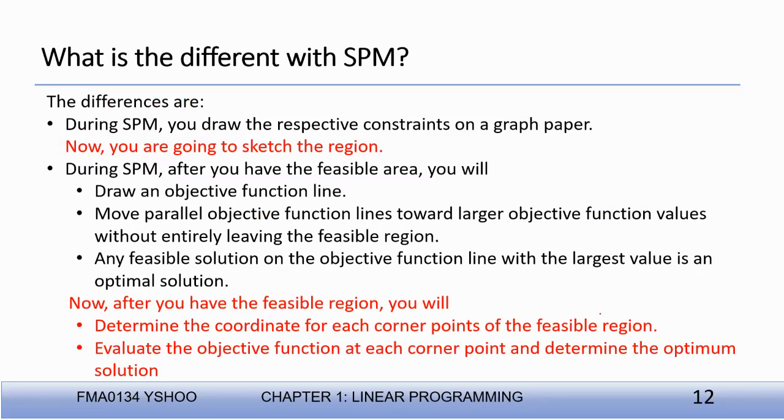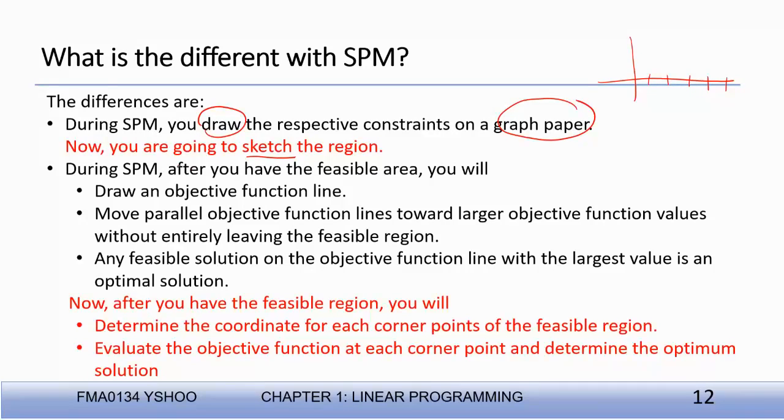Now what is the difference between now and your SPM? During SPM you draw on a graph paper. Now you're going to sketch. What is the difference between sketching and drawing? With sketching you don't need to be so precise. Drawing means you calculate box by box, but for sketching, you just use the ruler to draw two lines, and if you are good enough, drawing the same equal length is enough. You don't necessarily need to measure.